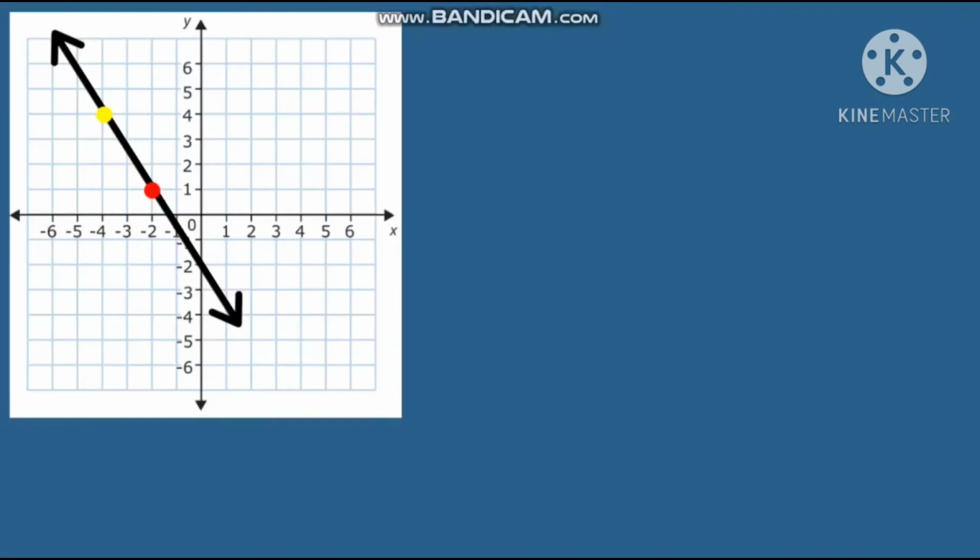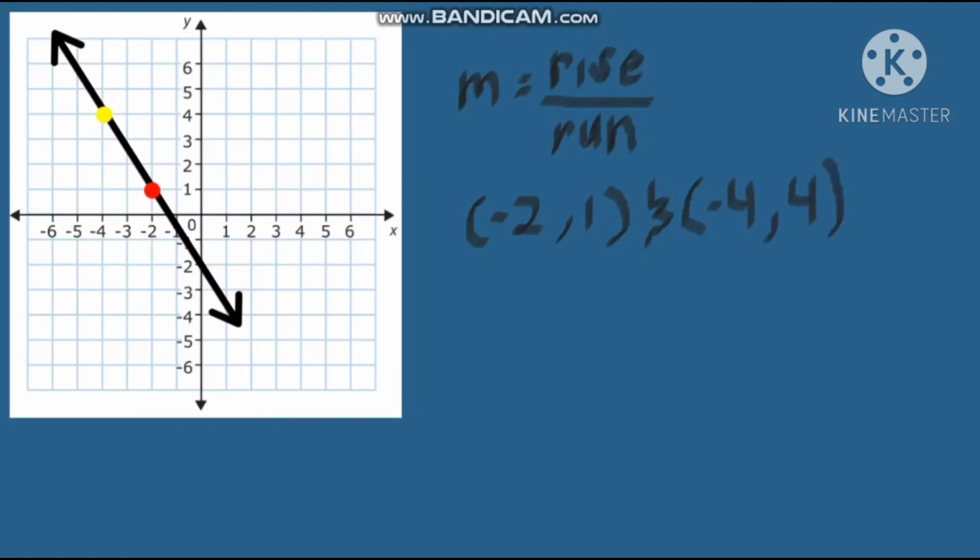Hi, so this is an example of how to determine the slope using 2 points. First of all, we have the formula for slope, which is rise over run. Now, to determine the slope, we are given 2 points. The first point is -2 and +1, and the second one is -4 and +4. From the first point, we need to rise up until we align with the second point, and that's 3. So we have our rise as 3.